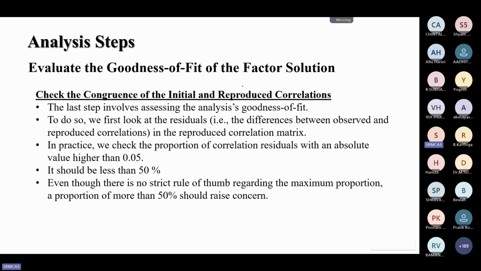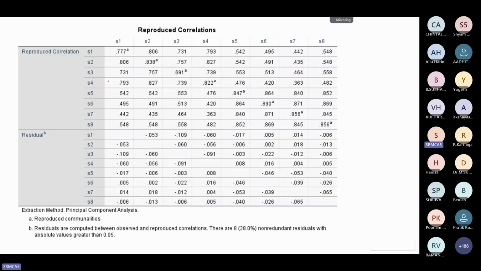Then the final step is to check whether the factors show goodness of fit. In order to do that we have two different methods. The first is the congruence of the initial and reproduced correlations. Before the analysis we have correlations among all the variables, and after the rotation we have different correlations. See, this is after estimating the correlation after finishing our factor analysis.